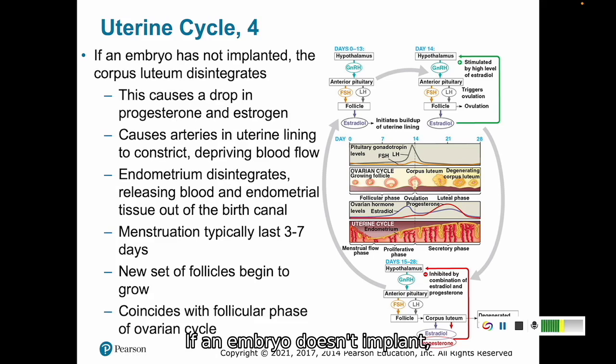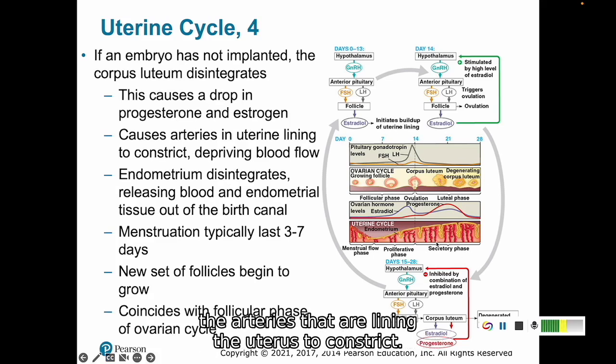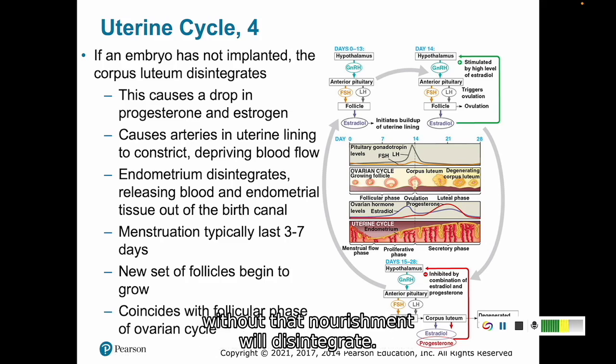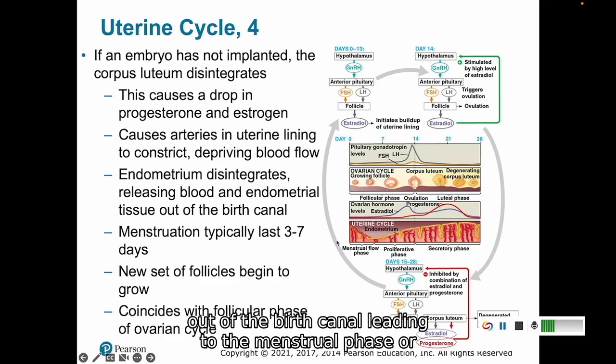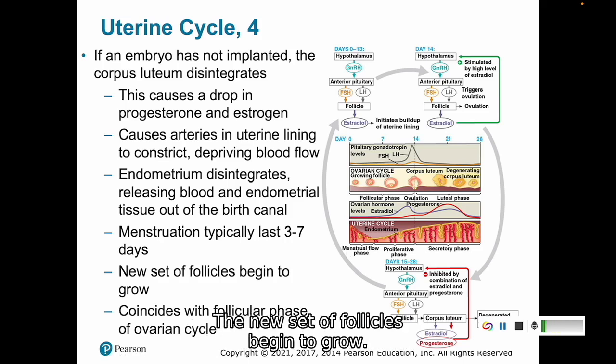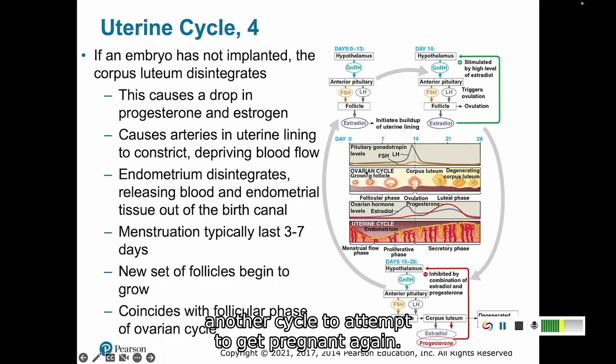If an embryo doesn't implant, the corpus luteum disintegrates, which leads to that decrease in estradiol and progesterone. That causes the arteries that are lining the uterus to constrict, so blood flow is deprived. So this endometrium, without that nourishment, will disintegrate. It'll release blood and endometrial tissue out of the birth canal, leading to the menstrual phase or menstruation that typically lasts 3 to 7 days. The new set of follicles begin to grow, and your body is ready to have another cycle to attempt to get pregnant again.